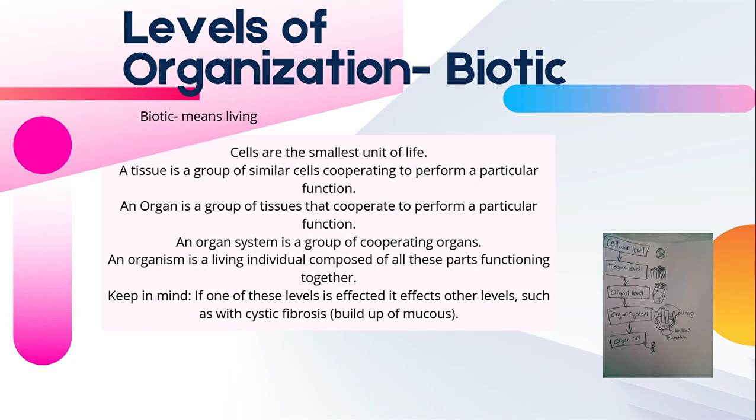Levels of organization that are biotic or living. So you have cells being the smallest unit of life, then a tissue, which is a group of similar cells cooperating to perform a particular function. Then an organ is a group of tissues that cooperate to perform a particular function. Organ system is a group of cooperating organs. An organism is a living individual composed of all these parts functioning together. Keep in mind if one of these levels is affected, it affects other levels, such as with cystic fibrosis, which is a buildup of mucus.